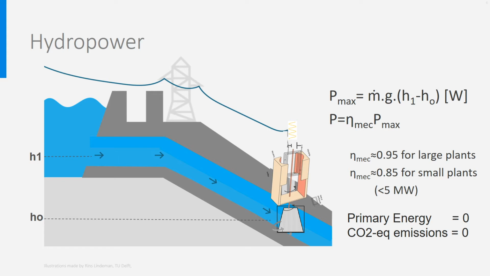As for the losses, there are only the mechanical losses in the turbine and the generator, so the efficiency is high, around 95% for large plants and 80 to 85% for smaller ones. However, as the energy source is fully renewable, the efficiency can be considered to be infinite, and the primary energy and related CO2 emissions are zero. Cogeneration of heat and power is not possible, as there are no heat losses, only the very small ones relating to the losses in mechanical efficiency.